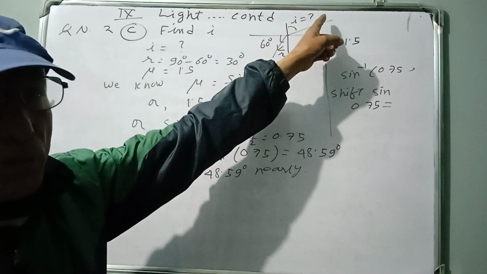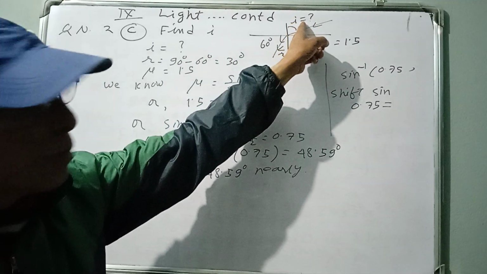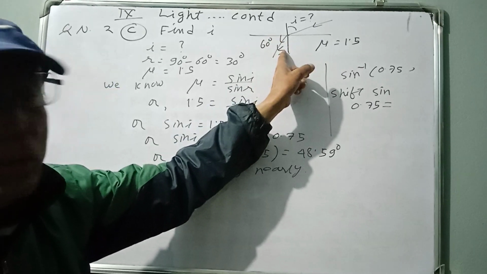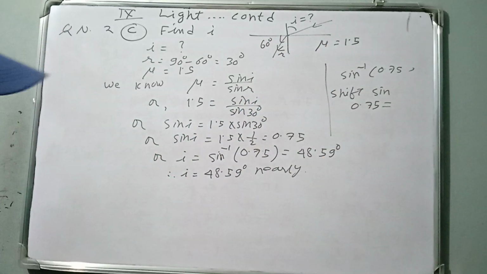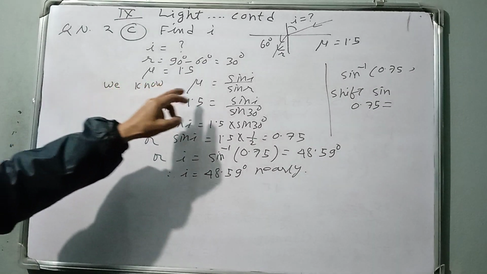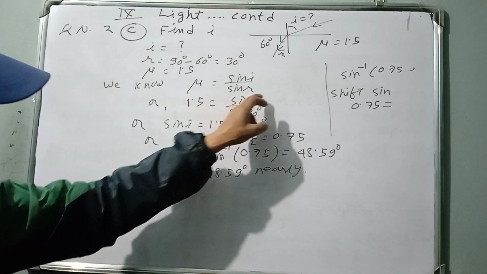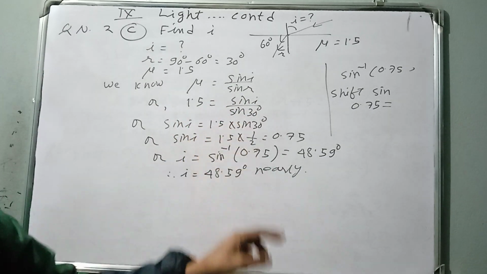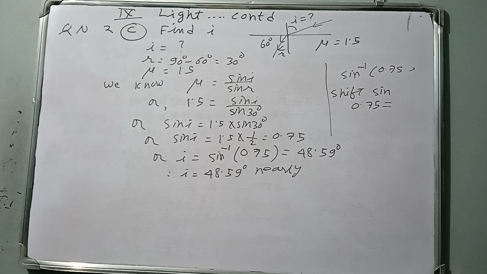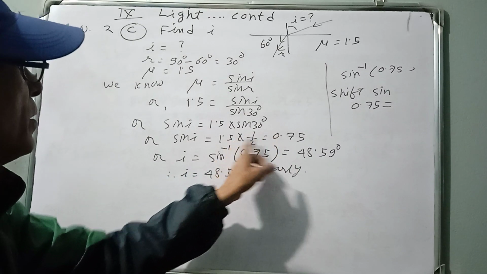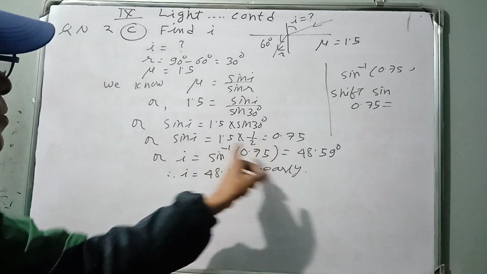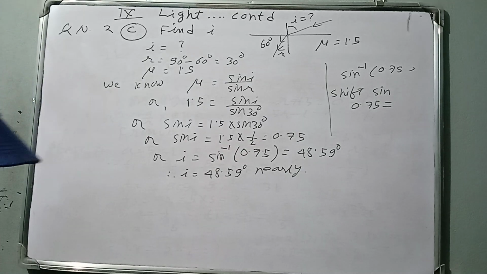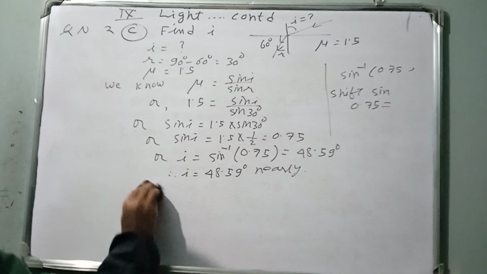Since the ray is passing from a rarer medium to a denser medium, I what? Angle of refraction is not this. 90 minus 60, 30. Refractive index given 1.5. Mu equals sin I by sin R, 1.5 equals sin I by sin 30. Cross multiply, sin I equals 1.5 into sin 30. Sin 30 is 1 by 2 or 0.5. So 0.75. I equals sin inverse 0.75 or 48.5 degrees, answer. This is the angle of incidence.